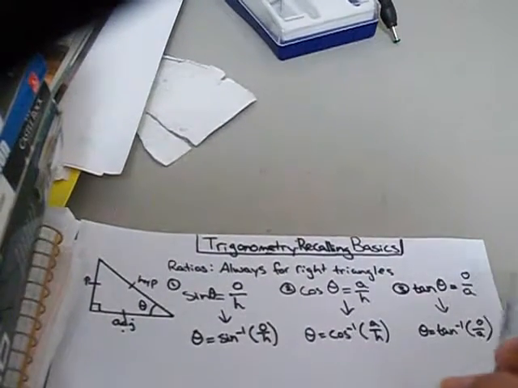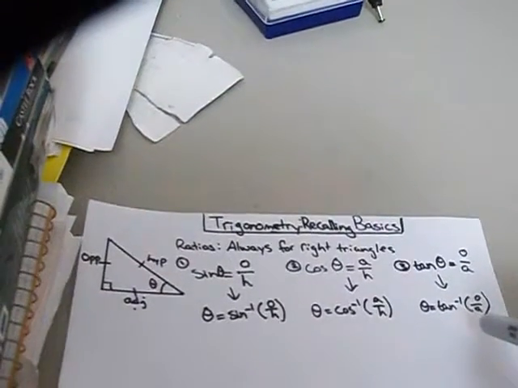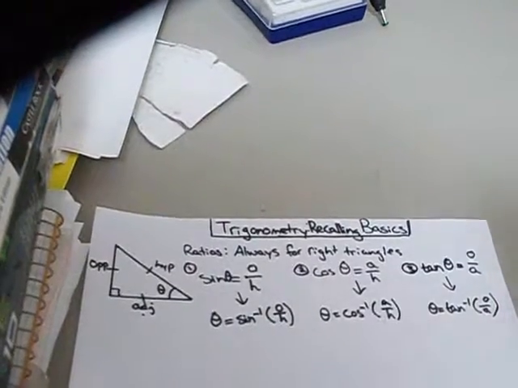And the third is the tangent ratio, which states that the tan of the reference angle is equal to the opposite divided by the adjacent. So the reference angle is equal to the inverse of tan times opposite divided by the adjacent.